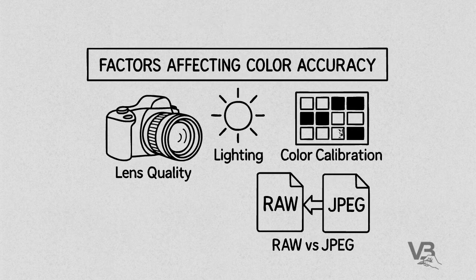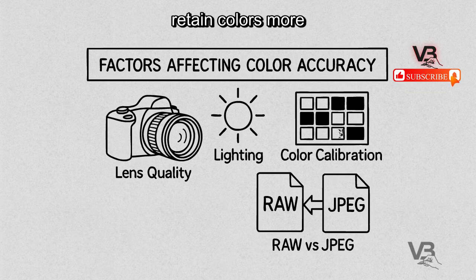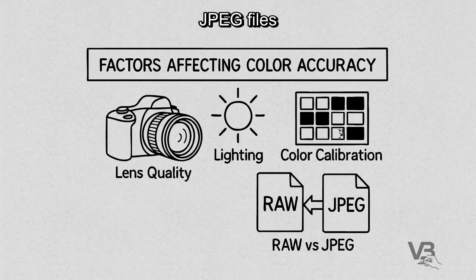Color calibration. Manufacturers use standardized color charts to match sensor colors with real-world hues. Image format. RAW files retain colors more accurately, but require processing. JPEG files compress and simplify color data.